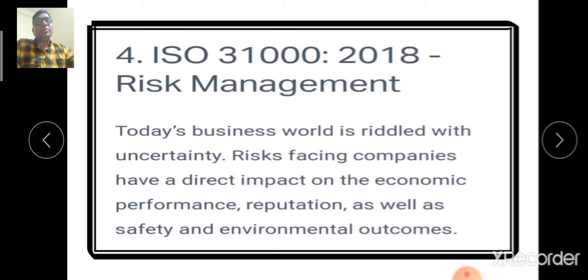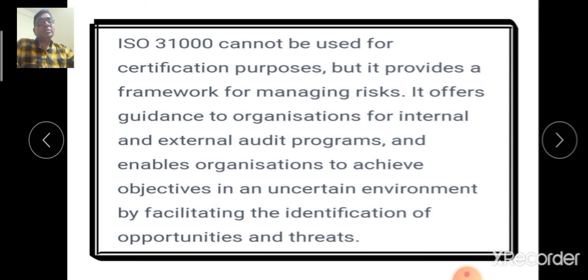The fourth series is ISO 31000, which deals with risk management. Now, today's business world is riddled with uncertainty. Risks facing companies have a direct impact on economic performance, reputation, as well as safety and environmental outcomes. And this cannot be used for certification purposes, but it provides a framework for managing risk.